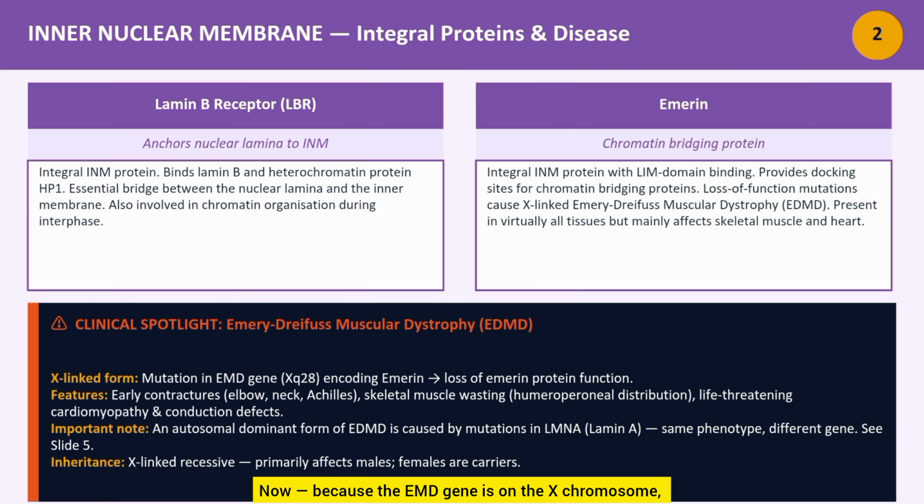Now, because the EMD gene is on the X chromosome, X-linked EDMD follows X-linked recessive inheritance. It primarily affects males. Females with one mutated copy are carriers. But here's the twist, and we'll come back to this. There is also an autosomal dominant form of EDMD. Same clinical picture. Different gene. That form is caused by mutations in lamin A, which brings us to our next slide.